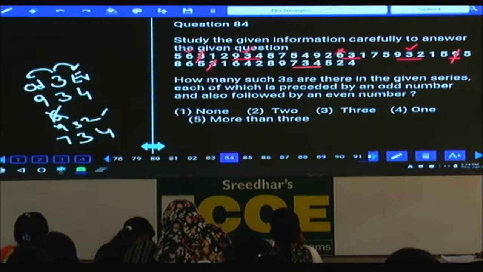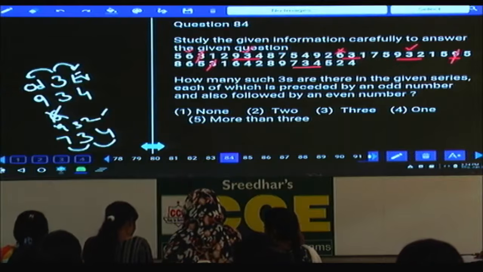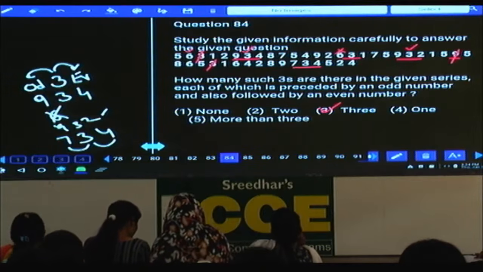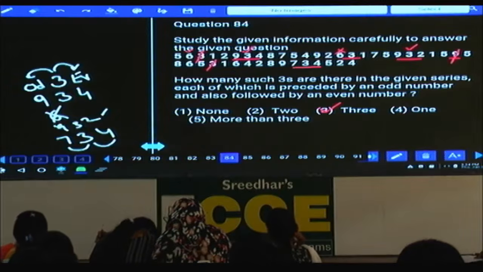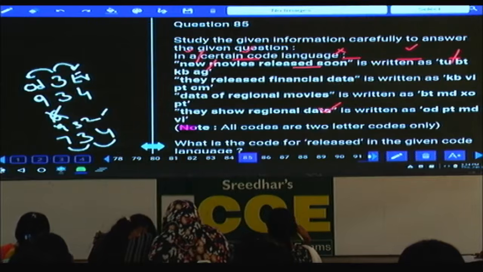Now before this 3, there is an odd digit 7. After this 3, there is an even digit, isn't it? Hence, how many are there altogether? There are 3 altogether, that is choice 3. 84. Before these 3s is an odd digit, followed by an even digit. 84. Then coming to question number 85 onwards.